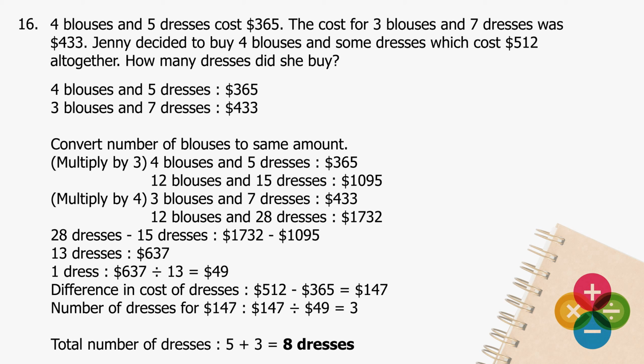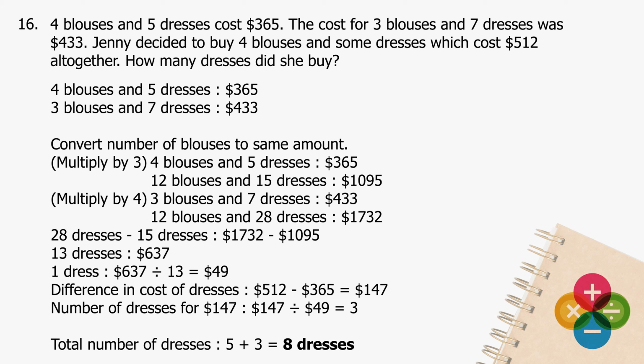Subtract 15 dresses from 28 dresses, and the difference is 13 dresses. Subtract $1,095 from $1,732, and the difference is $637. 13 dresses is equal to $637. One dress will be divide $637 by 13, and the quotient is $49.